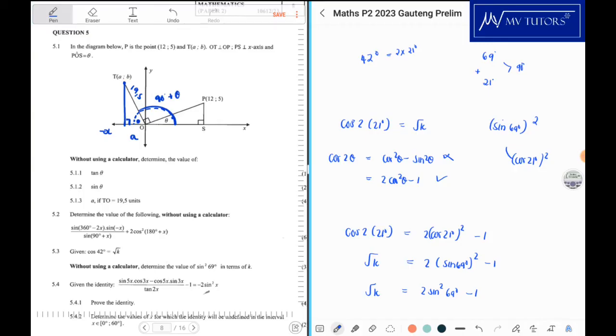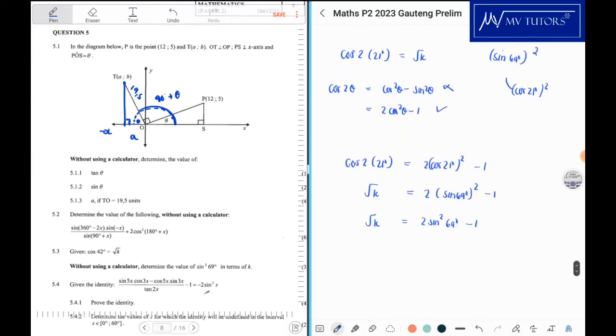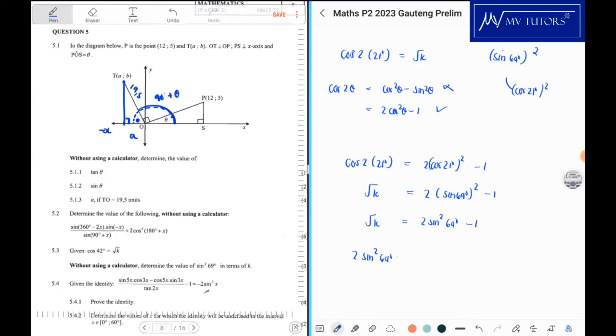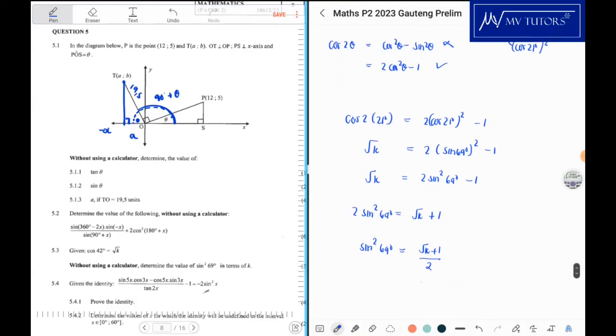So root k is equal to 2 sine squared 69 minus 1. Can I then write sine squared 69 in terms of k? Yes, I can. I just need to jumble the numbers around. So 2 sine squared 69 degrees is equal to root k plus 1, and I'm just going to divide by 2 on both sides. So sine squared 69 degrees is equal to root k plus 1, all divided by 2, and that would be my answer. Okay, this was very tricky.